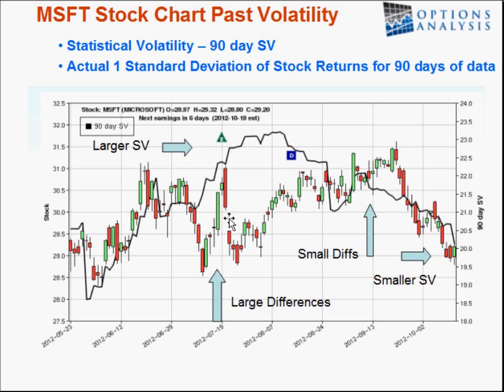After these large differences happened after this earnings date, we ended up with a number of small values, little bitty differences that occurred day to day. Those small differences accumulated, and eventually it turned the statistical volatility curve around, and it came back down to very low values, down into the 20s at the end of this chart. And that's exactly how volatility moves up and down.